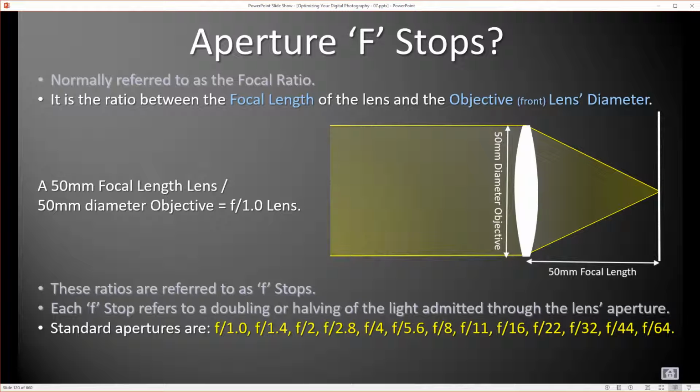Now, you probably won't find many lenses with an f1 aperture, but there used to be at one time. Standard apertures are f1.4, f2, f2.8, and each one of these is reducing the amount of light by half. Each time it's half, half, half, half, or double, double, double as we go up that way. Irrespective of whether it's a wide angle or a telephoto lens, these all mean exactly the same thing, the same amount of light getting onto the sensor.